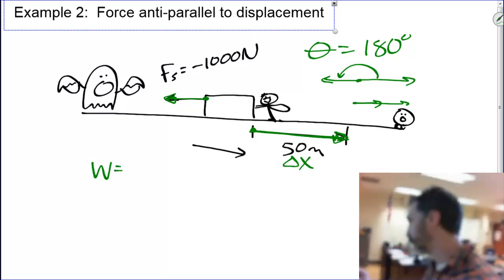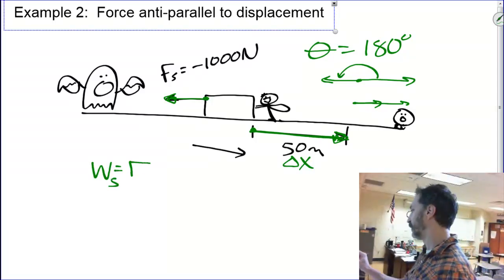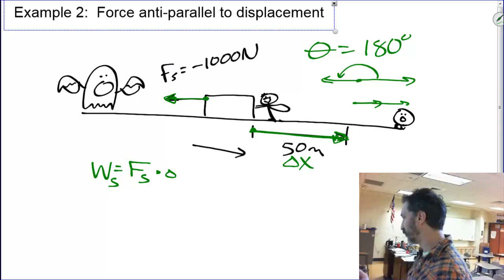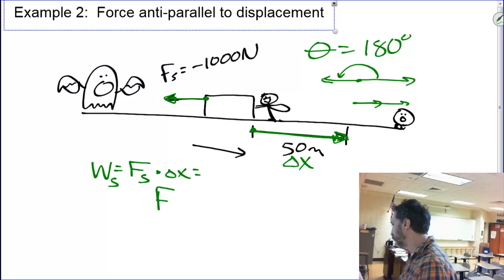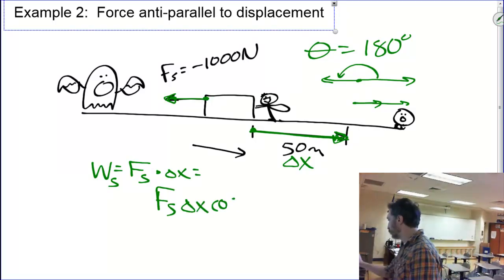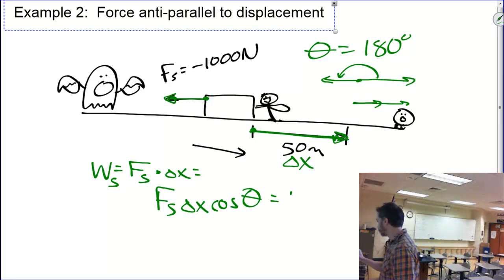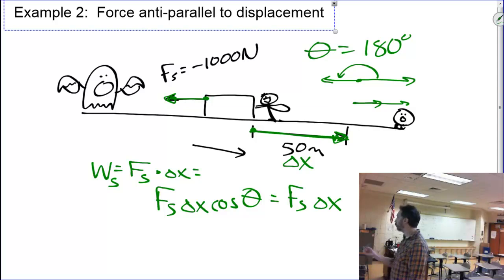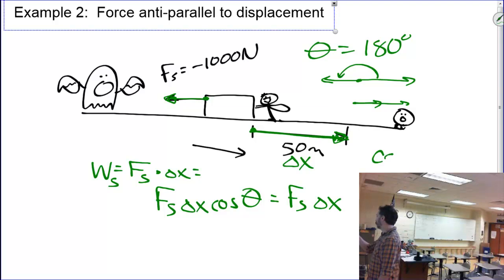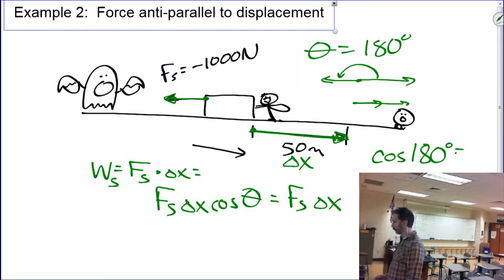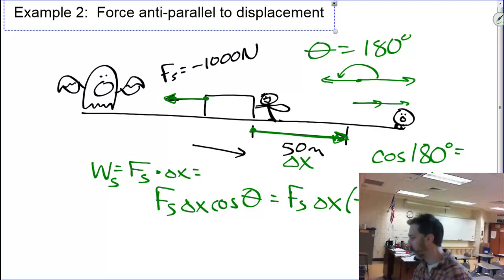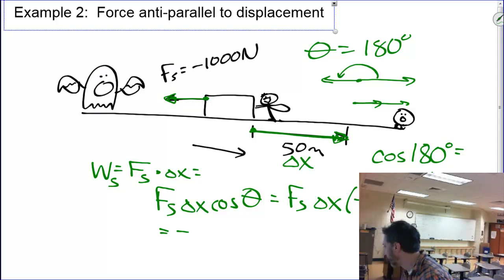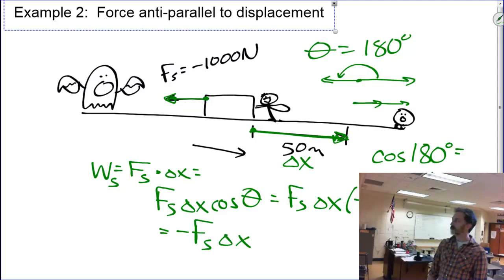So the work done by Superman is the force of Superman times the displacement times the cosine of theta, which is the force of Superman times the displacement times, what's the cosine of 180 degrees? Oh, cosine of 180 degrees, that's -1. So times -1. So now we just get negative force of Superman times our displacement, right? Which kind of makes sense, right?